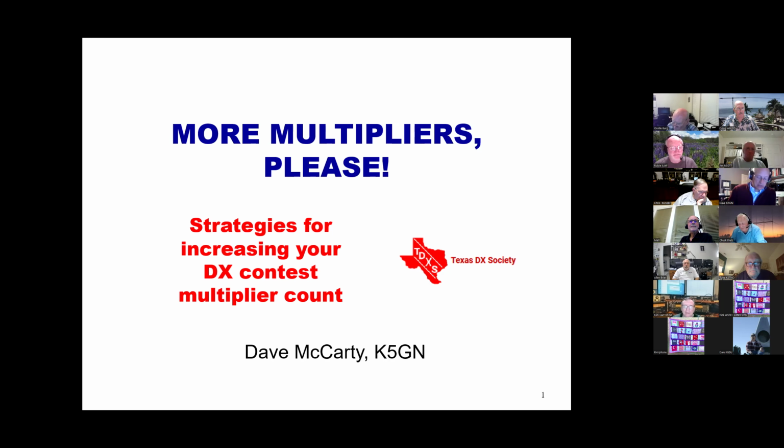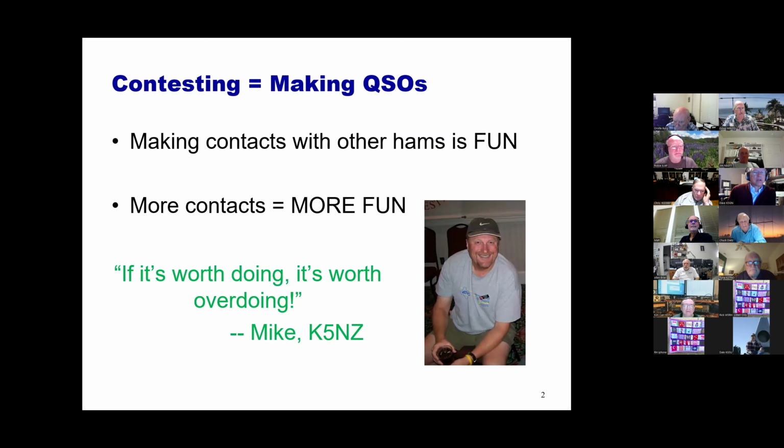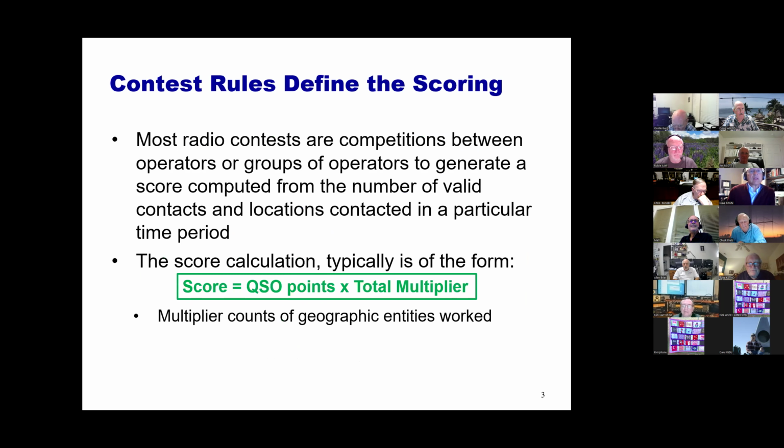Let's see, how do I get to the next slide? So start from the basics. Contesting is about making QSOs. More contacts is more fun, and if it's worth doing, it's worth overdoing, as Mike would say. Our friend Mike up in B-Dive. Contest rules define the scoring. So, you know, competition between operators all over the place to generate a score computed from the number of valid contacts and the locations contacted, typically in a particular time period. So the calculation is typically of the form score equals QSO points times multiplier.